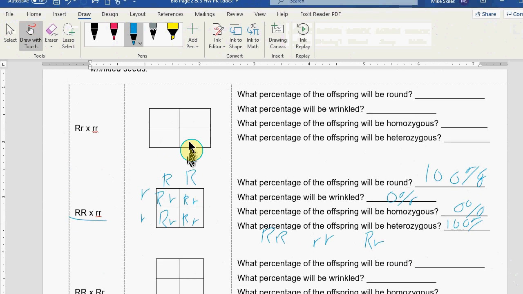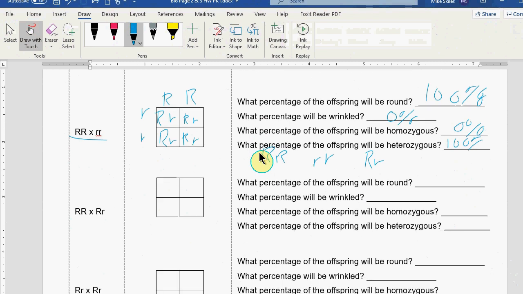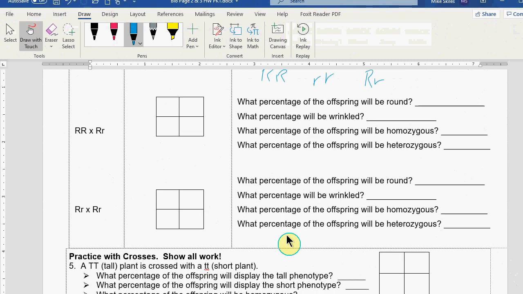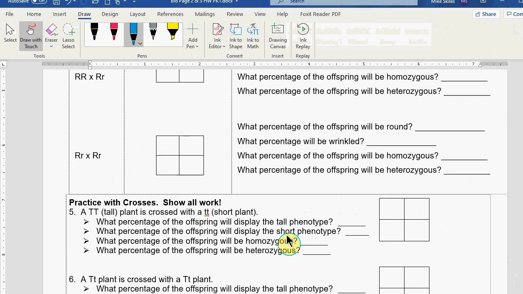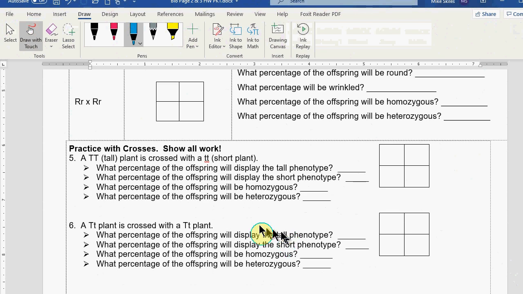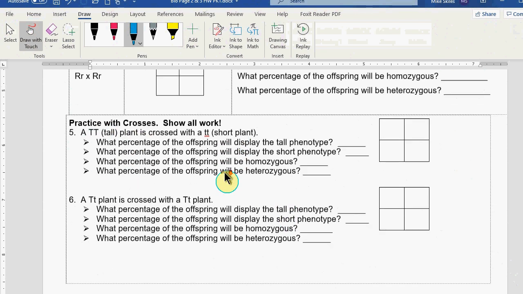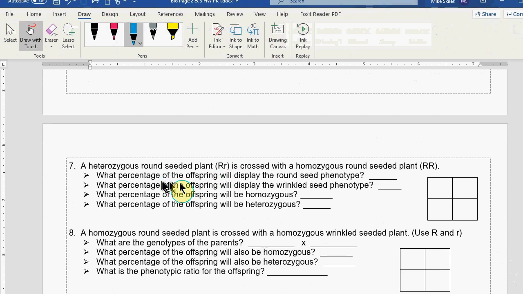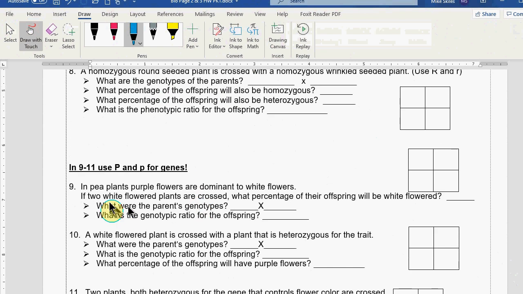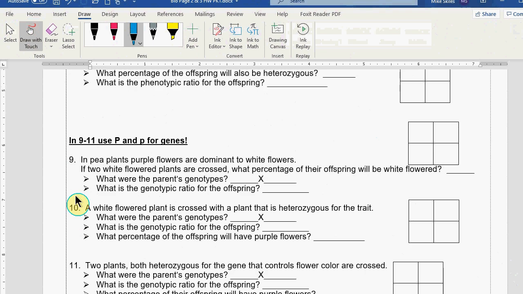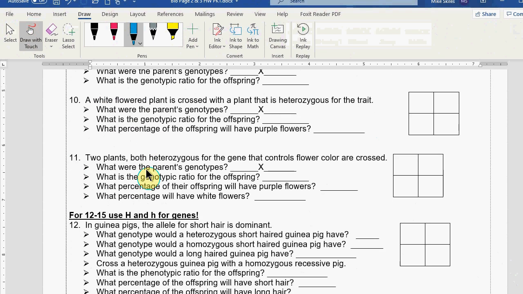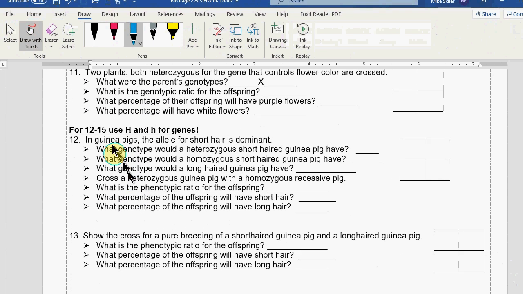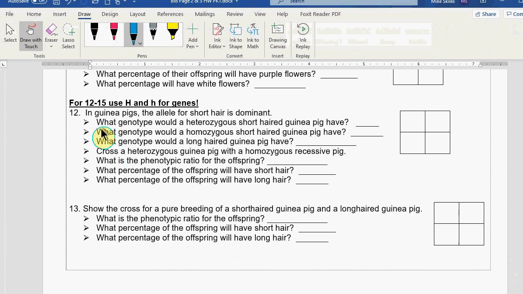So for each of these, you're going to fill out the Punnett square and then answer the questions to the side. When you get to number 5, you're going to be using T's for tall and short. And when you get to 7, you're back to R's. 8 is R's. For 9, 10, and 11, it looks like you're using capital P and lowercase p. And for 12, this says 12 through 15, but there aren't 15. There's actually only 13 of them. You're going to be using H's.